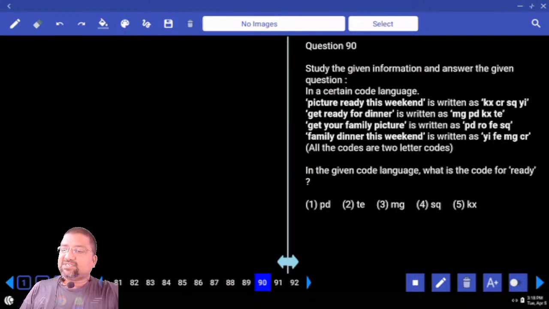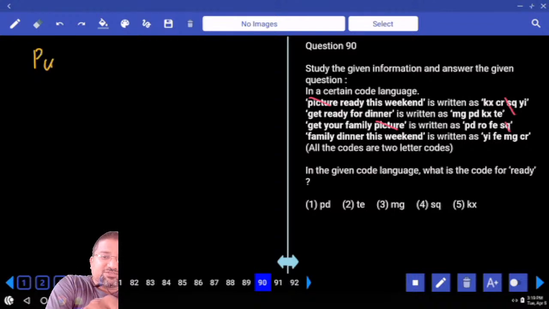So we do have words which are repeating. When words are repeating, we'll go with the common words. First, the word picture. Do you find picture anywhere else other than those two? No. Picture ready this weekend, get your family picture. And there is only one word common. What is that one word? Picture. But on the right side also, in 1 and 3, there should be only one word common. What is that one word that is common?